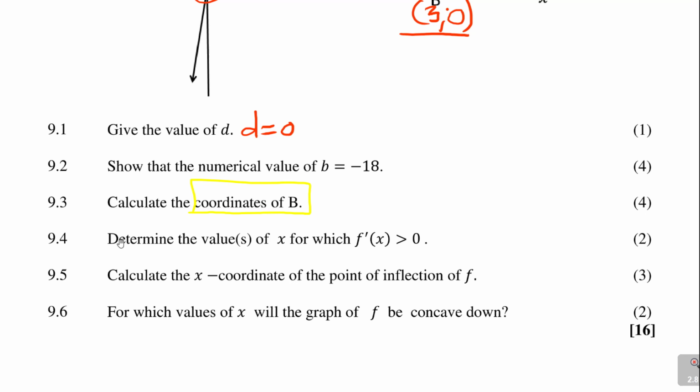Now it says determine the values of x. If you think it's 1 value, it's fine. You see, they trick you like that. If it's a value, it's fine, but there is a chance it's more than 1. So determine the values of x for which f prime x is greater than 0. Now what is f prime x? It is the derivative, and for which the derivative is positive. That's what they're saying here. If they're saying greater than 0, it means the derivative is positive.